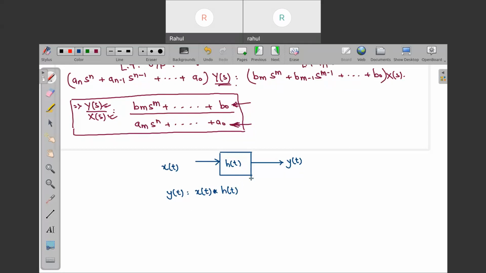Now if we take the Laplace transform on both sides, this will be Y(s) equal to X(s) into H(s), because convolution in the time domain gets converted to multiplication in the transform domain. So H(s) becomes Y(s) by X(s).